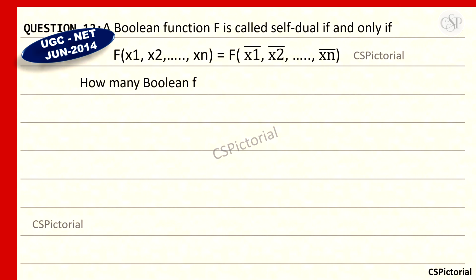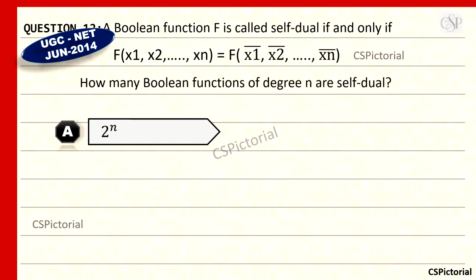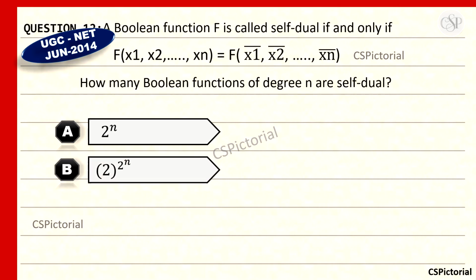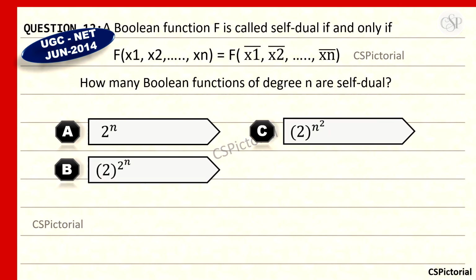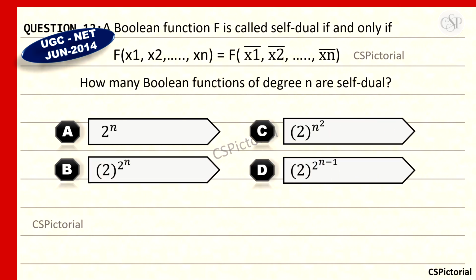How many Boolean functions of degree n are self-dual? The answer is option B, 2 power n minus 1. Please check our video regarding self-dual Boolean functions for more understanding.